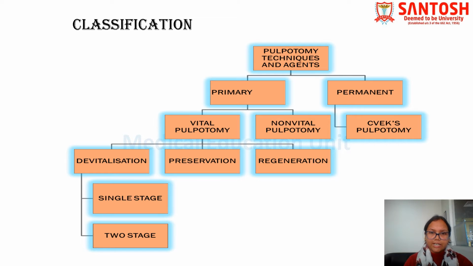So coming on to the classification, pulpotomy techniques and agents can be used in primary and permanent both. In permanent, it is known as Cvek's pulpotomy. In primary, it could be vital pulpotomy or non-vital pulpotomy. Vital pulpotomy includes devitalization, preservation, regeneration. So devitalization can be done in a single stage as well as in a two-stage process.